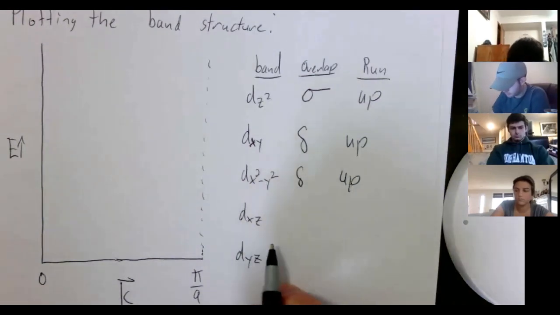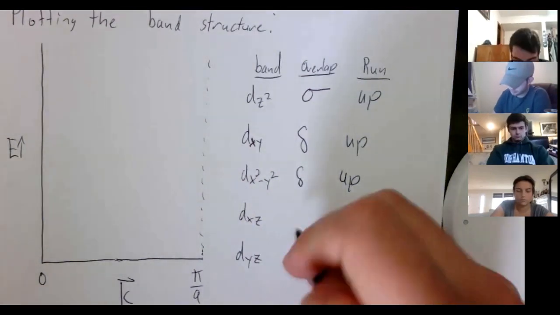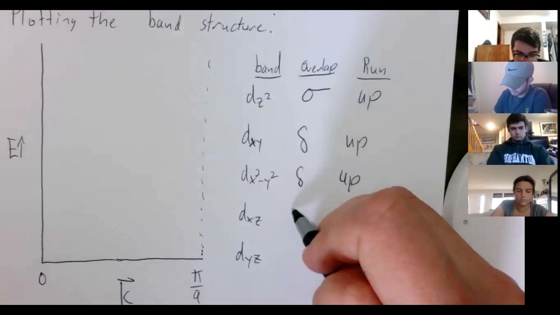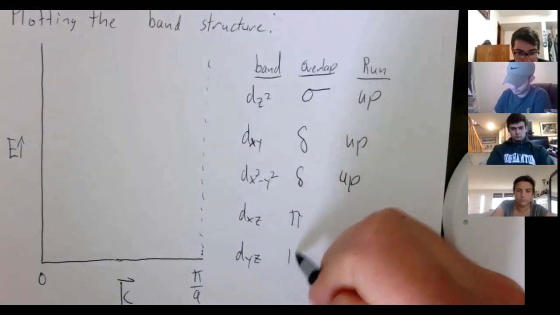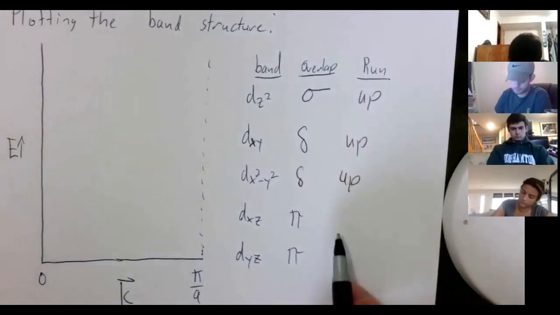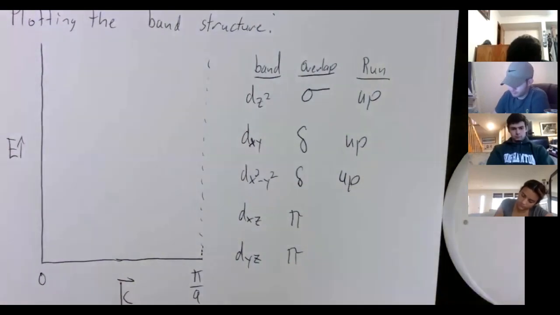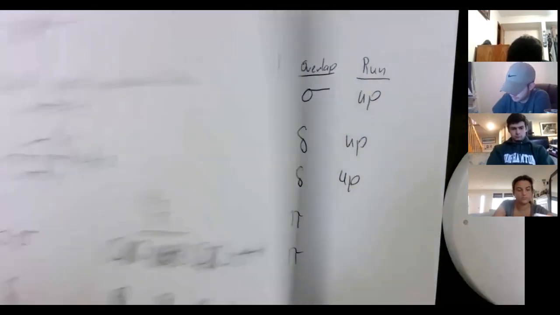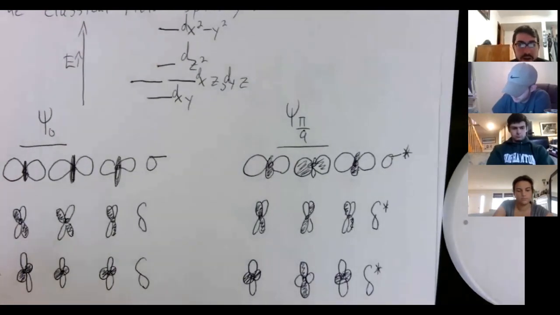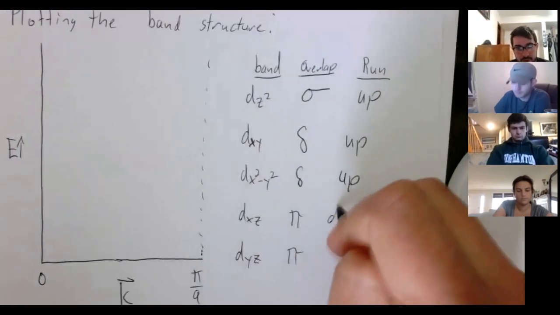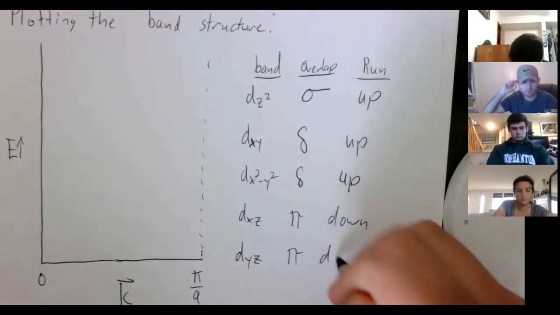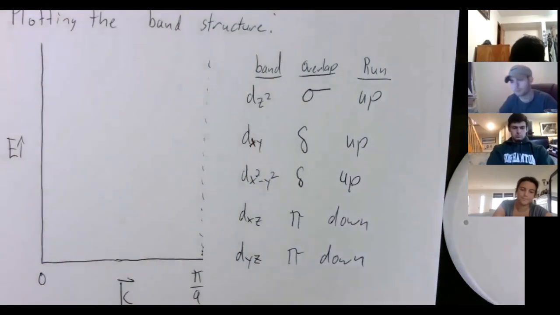dxz and dyz, they're both the same. What type of overlap do they have? Pi, and it's going to run pi star down. Yep. They have pi overlap. And are they going to run up or down? You said pi star, which is running down, but it's a pi overlap. Yep. Going down.